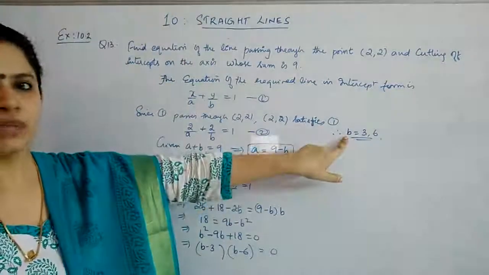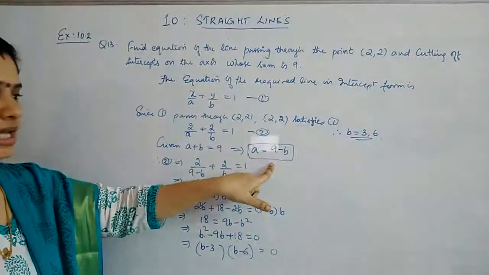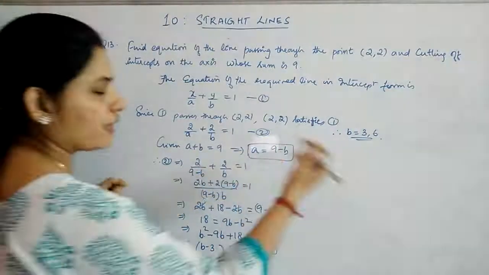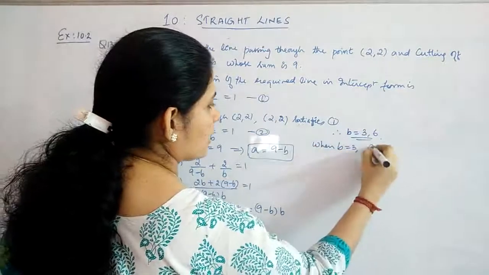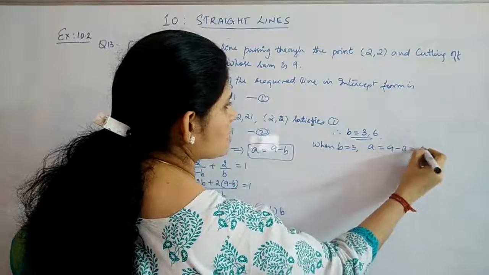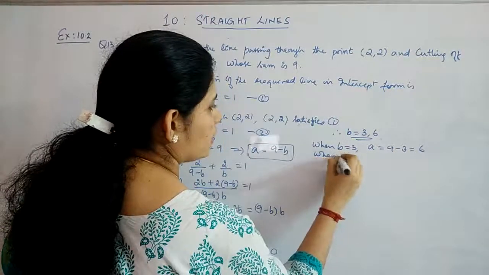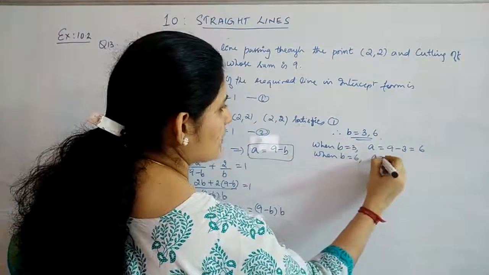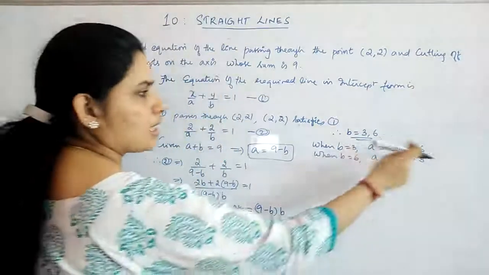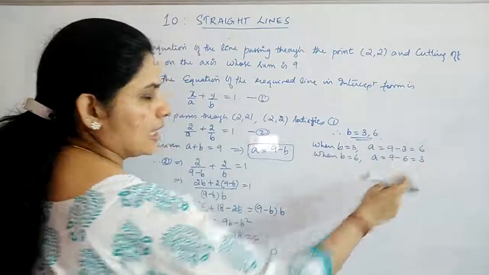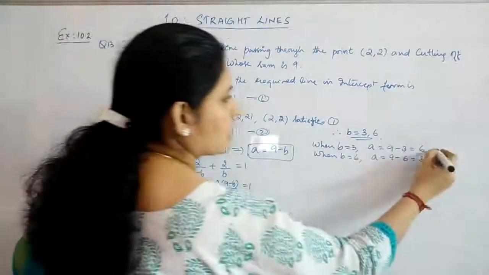Now according as b changes, a is also changing because a = 9 - b. So we will find what a will be when b = 3. a will be 9 - 3, which is 6. And when b = 6, you will have a = 9 - 6, which is 3. So when b is 3, a is 6. When b is 6, a is 3. These are the two things which you are getting.